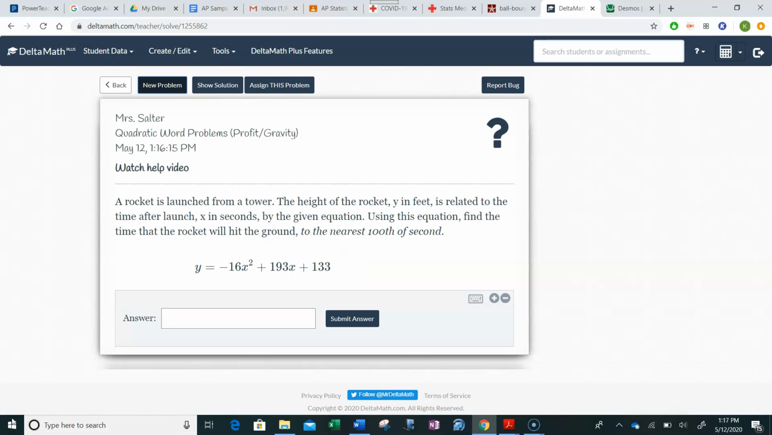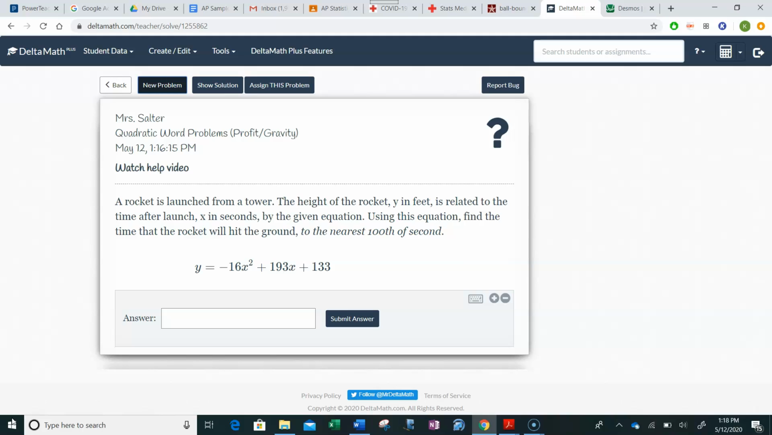All right, so let's read one more. A rocket is launched from a tower. The height of the rocket, y, in feet is related to the time after the launch, x, in seconds, by the given equation. Using this equation, find the time that the rocket will hit the ground to the nearest hundredth of a second. Okay, now guys, in this case, it's not to the nearest second, it's the nearest hundredth of a second. So remember, that's 2 decimal places.